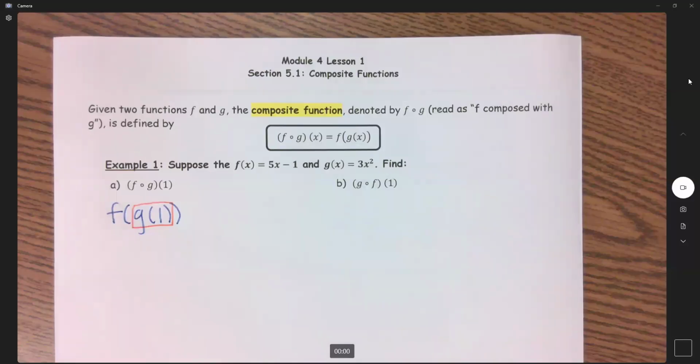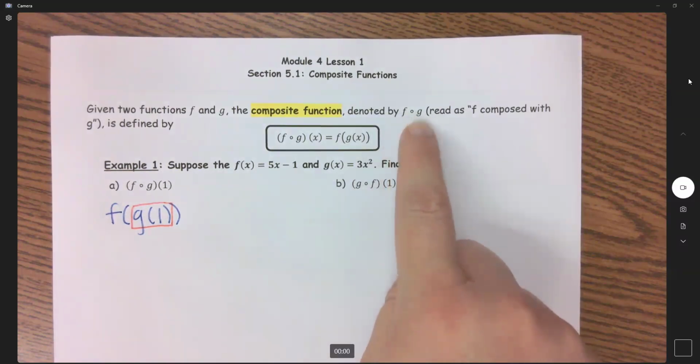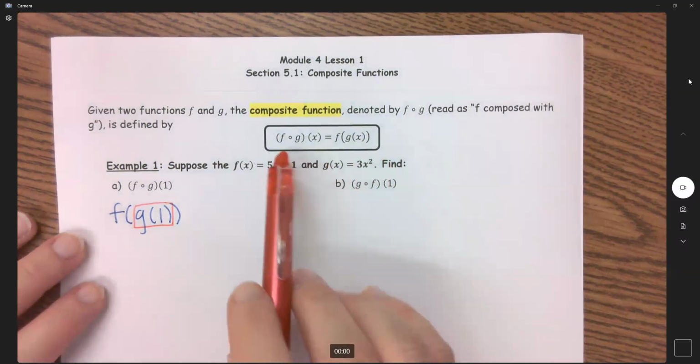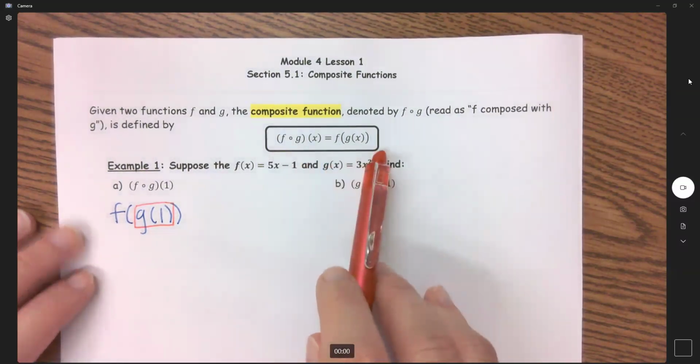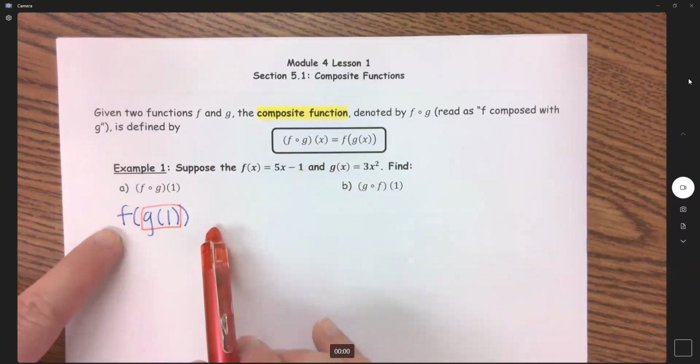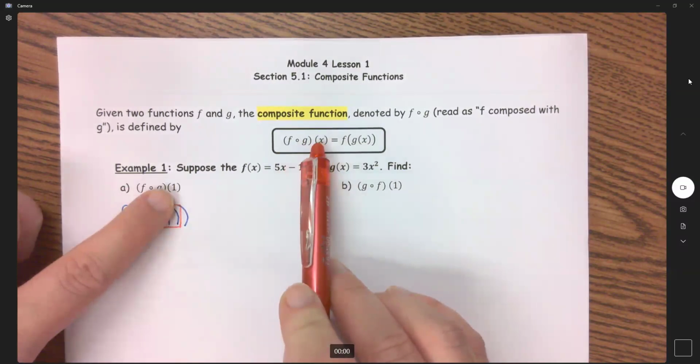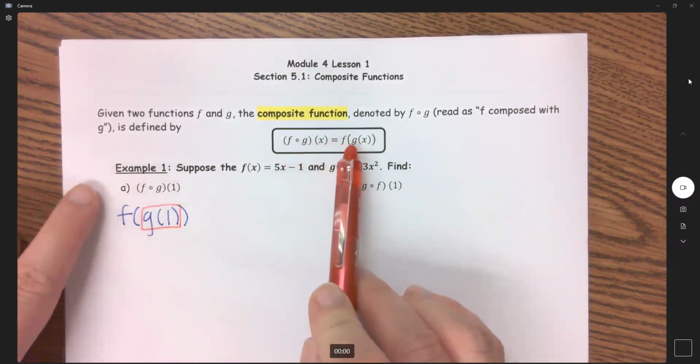We start this lesson off with a definition. It says, given two functions f and g, the composite function denoted by f, and then you have this little circle here, g, and that reads f composed with g is defined by, and then this is written out here. And so I kind of already started this and did an example here. When you have f composed of g, and over here it says x, then that is f of g of x.